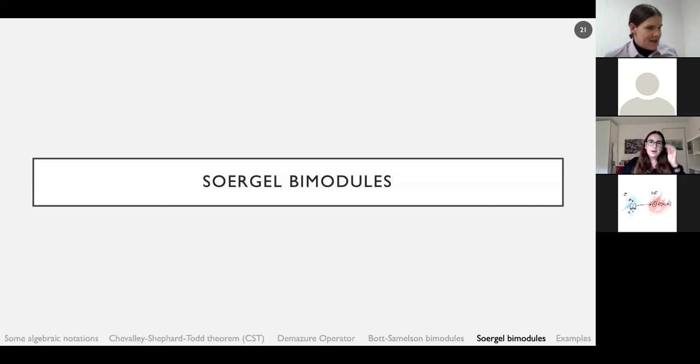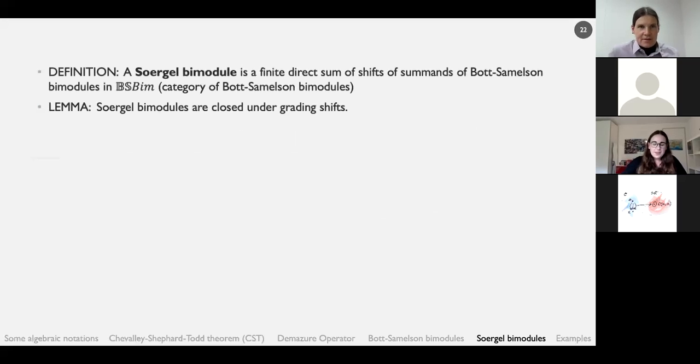So after all these definitions and lemmas, I will now introduce Soergel bimodules. A Soergel bimodule is a finite direct sum of shifts of summands of Bott-Samuelson bimodules in BS-BIM, and this is the category of Bott-Samuelson bimodules. I will talk about this in a second. One reason why Soergel bimodules are more useful than Bott-Samuelson bimodules is that Bott-Samuelson bimodules are not closed under grading shifts, but Soergel bimodules are.